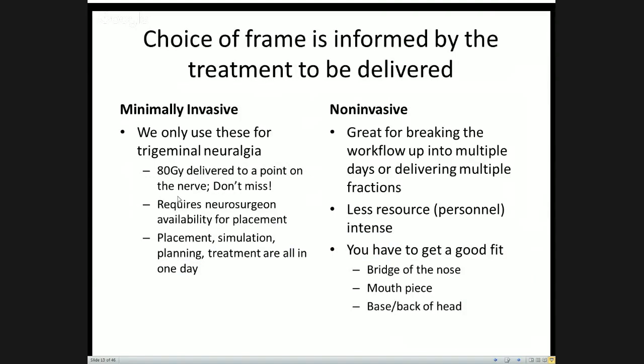So the choice of frame is informed by the treatment to be delivered. For minimally invasive frames, we only use these for trigeminal neuralgia treatments. We deliver 80 gray to a point on the trigeminal nerve. Obviously, you never want to miss an SRS, but 80 gray is a non-trivial dose, certainly. So we want to be extra careful there. Minimally invasive frames sometimes afford a superior accuracy. It does require a neurosurgeon to be available. They'll help with placement and be available throughout the day. Placement, simulation, planning, and treatment are all done in one day, so this is a very resource-intensive procedure to place a minimally invasive frame and to treat with it.